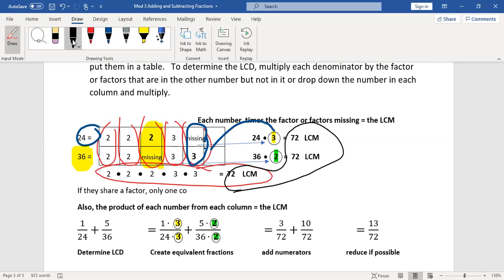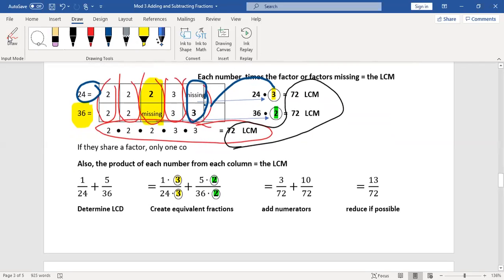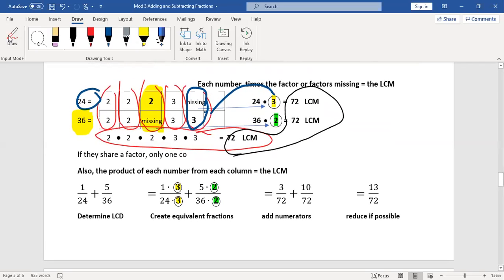So if I had a fraction of 1 over 24 plus 5 over 36, and I had to make those fractions equivalent fractions with a denominator of 72, I had to multiply the denominator by a number that will equal 72. Well, I know that 24 times 3 will give me 72. So that's why I multiplied the first fraction by 3, the top and the bottom, which ends up being 3 over 72.